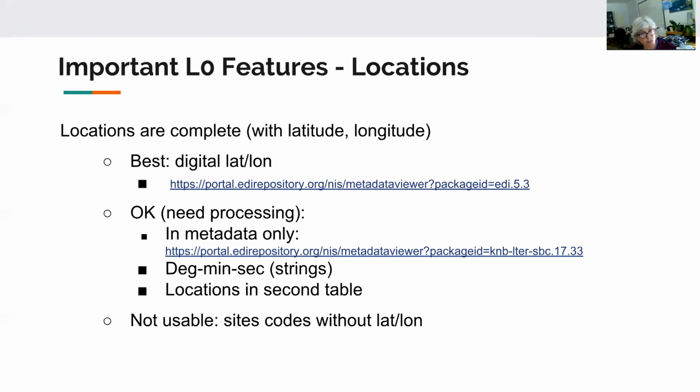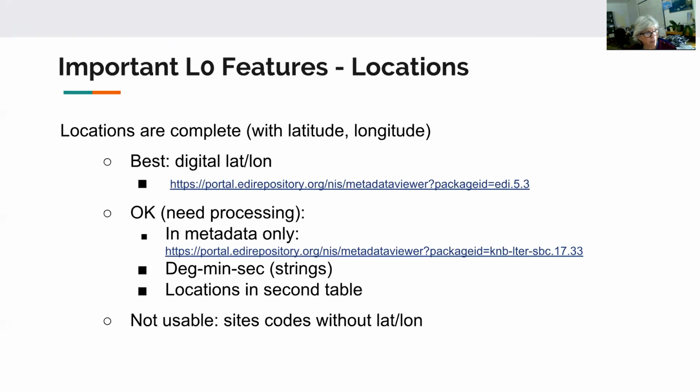So first of all is locations. Most of these data sets have locations. Ideally, they're digital lats and longs, and they're in the tuples themselves. So there's an example of one that is arranged that way. The second best is that there are lats and longs for the sites, but they're in the metadata, and that's okay. It needs processing, so it's a little more work, but it can be done.